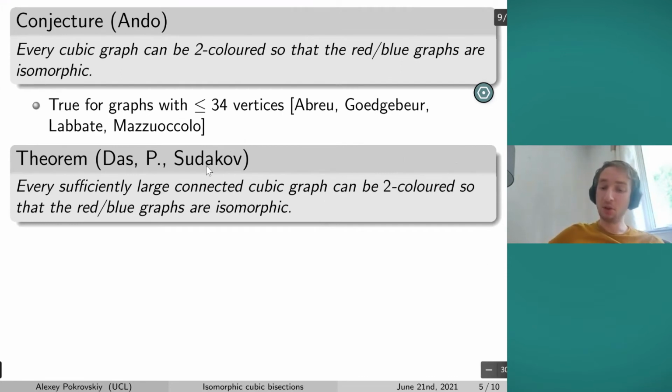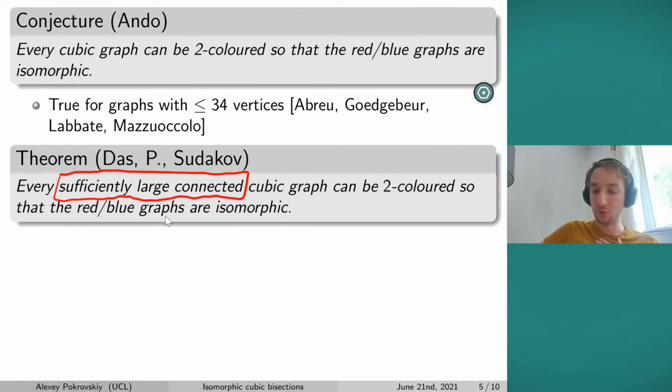And what I'll tell you about today is that with Shagnik Das and Benny Sudakov, we proved Ando's conjecture for sufficiently large cubic graphs. So this is the proof I want to present. The difference between this and the actual conjecture is that here we asked for the graphs to be sufficiently large and also connected. So this is what I'll be talking about. So what do I want to say about the proof of this?